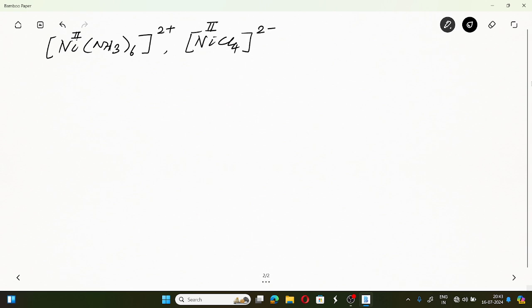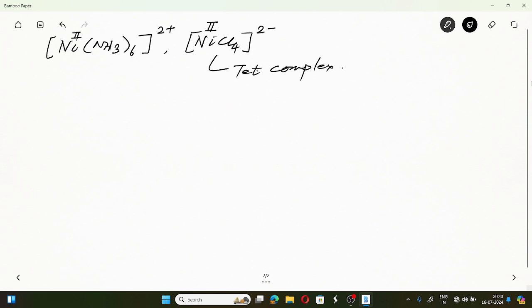Now, if you look at this Ni(NH3)6 2+, this question is often given, Ni(NH3)6 2+, and NiCl4 2-. See, both are nickel 2+. You know that NiCl4 2- is a tetrahedral complex.